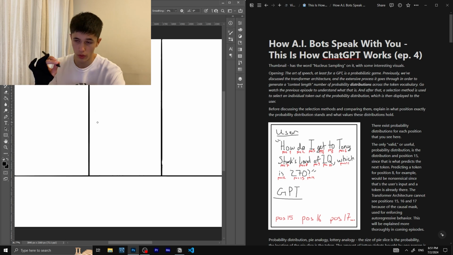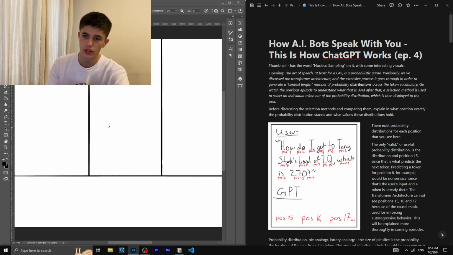After that, a selection method is used to select an individual token out of the probability distribution, which is then displayed to the user, which is you. Essentially, in the last episode, we broke down the linear and softmax operation that comes after the transformer architecture, which generates a probability distribution.